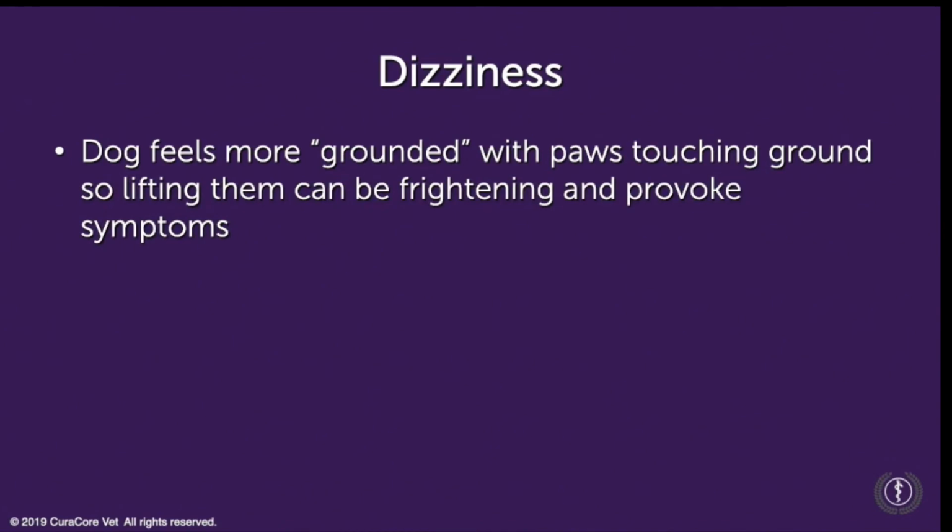So dogs need to feel grounded. In other words, their paws need to be touching something to help them get input as to where their body is in space. So when we do things like pick them up to put them in the car or to carry them around the house or whatever, when they lose that proprioceptive input through their paws, it can be very disorienting to them. So think of it like the astronauts flying in space and they get into those zero gravity situations.